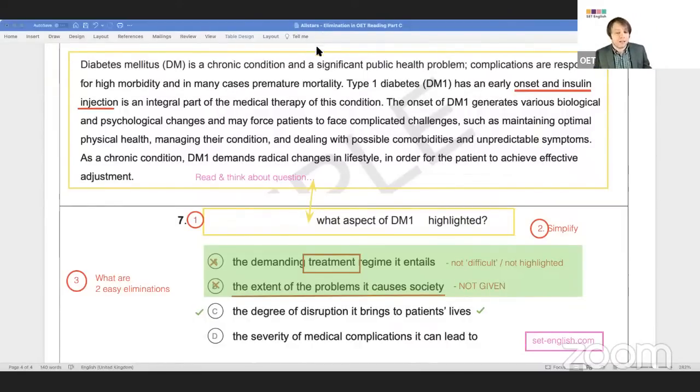Imagine you chose D, severity of medical complications. Don't worry, Ebby, you chose D, right? Don't worry. They talk about this in the text. It's very easy to not get the right answer here. They talk about the severity of the medical complications, right? It is given in the text, and it's not clearly wrong. You have to think about it carefully to get the answer, all right? But my point, guys, is you need to eliminate.